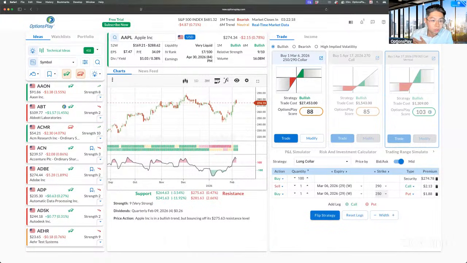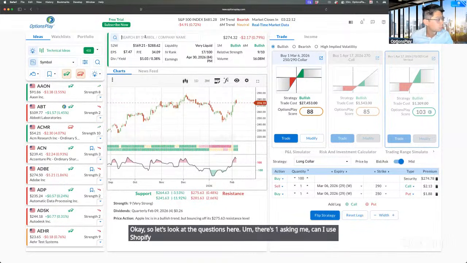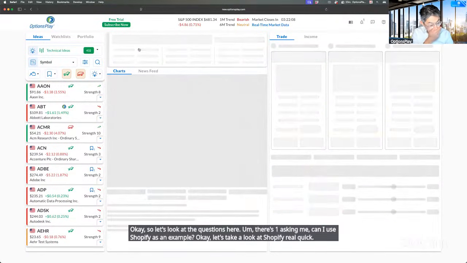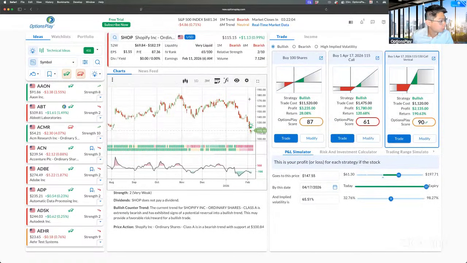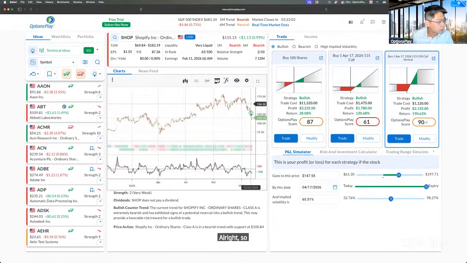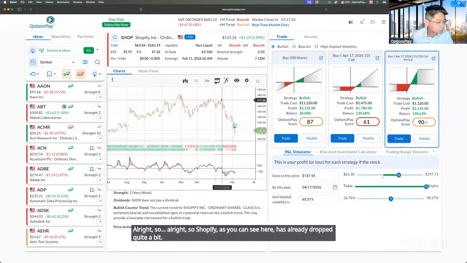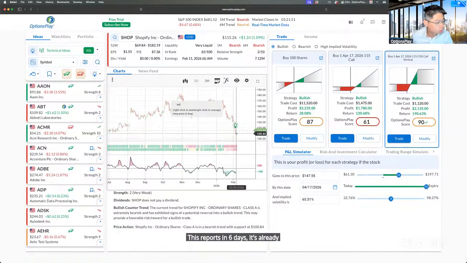Okay, so let's look at the questions here. There's one asking me, can I use Shopify as an example? Okay, let's take a look at Shopify real quick. All right, so Shopify, as you can see here, has already dropped quite a bit, right? This is a $175 stock in mid-January. This reports in 6 days. It's already down to 101.10.